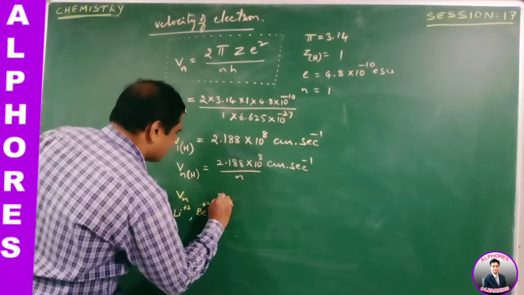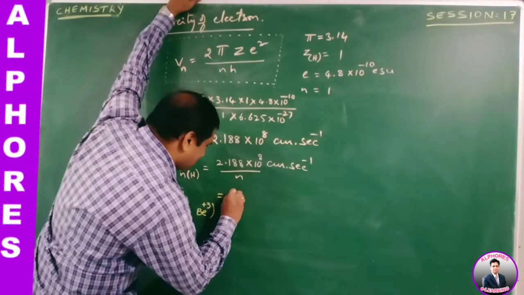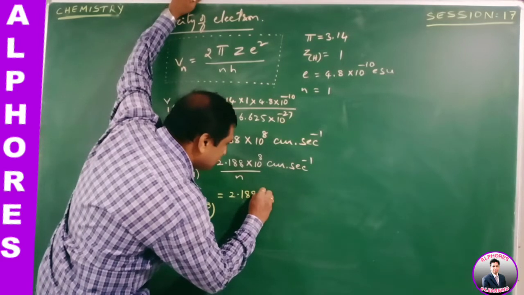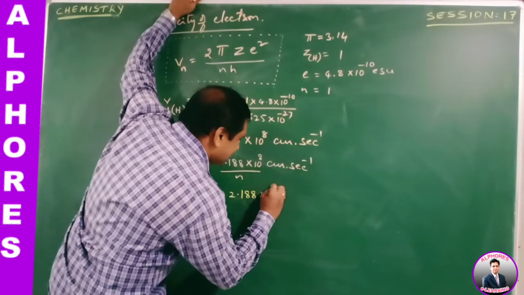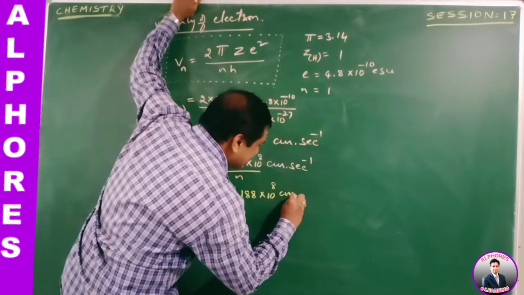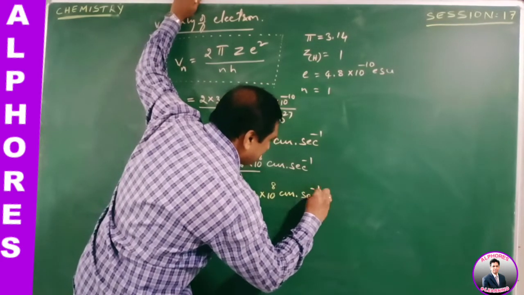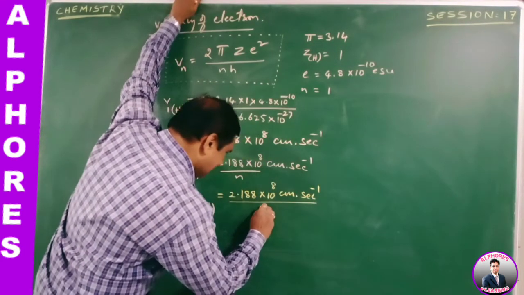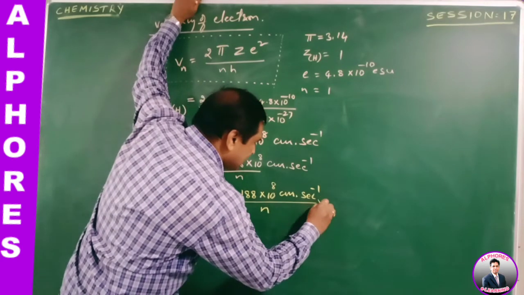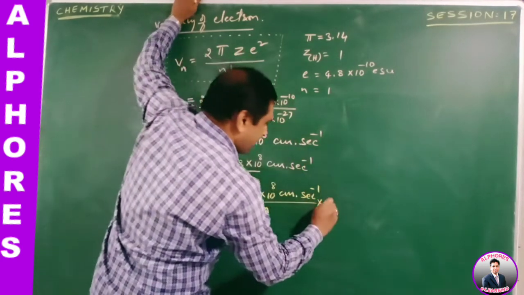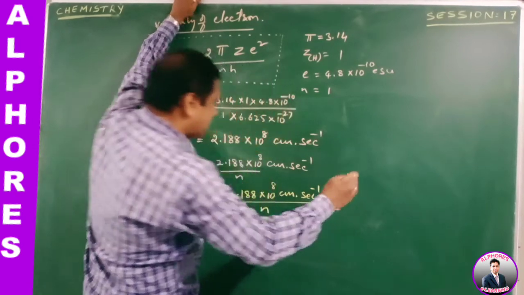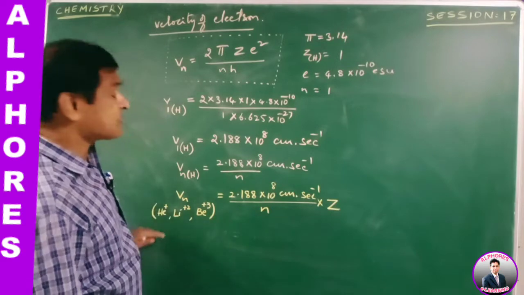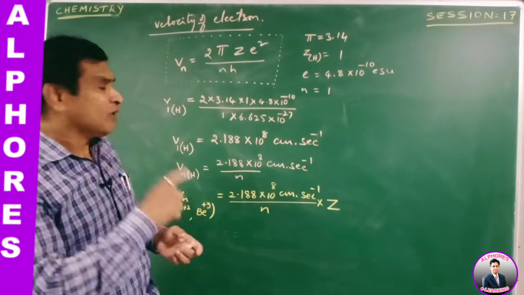That is equal to the velocity of the electron in the first orbit, 2.188 into 10 to the power 8 centimeters per second, by n, into Z. That is the velocity of the electron in the nth orbit of species like hydrogen, which contain one electron.